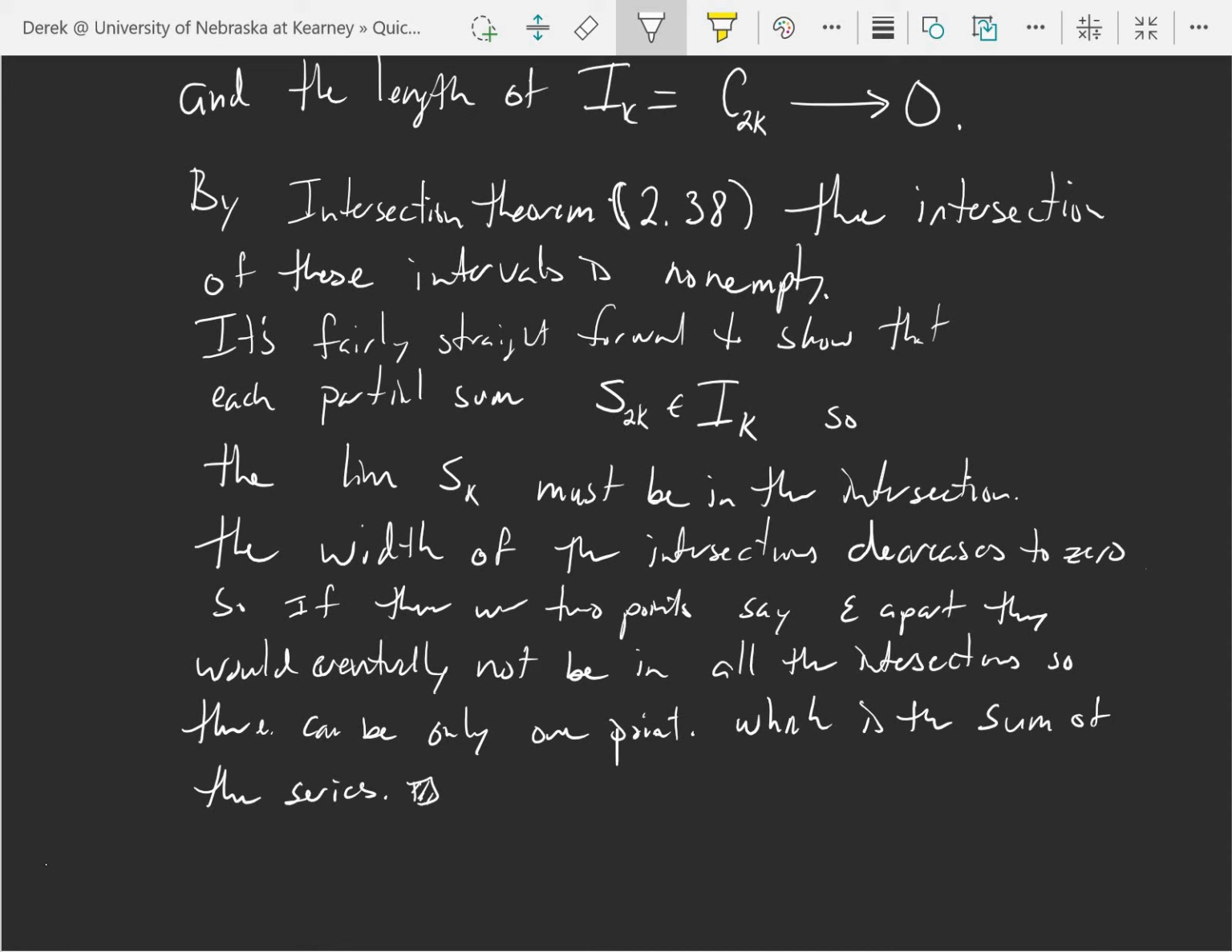Okay, that's not as rigorous as some things we've done. If you want a rigorous proof of this, we can find it in chapter 3, 3.43.